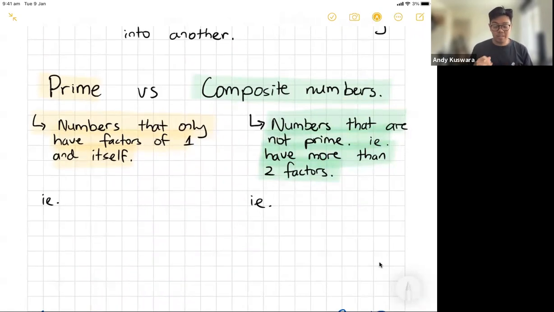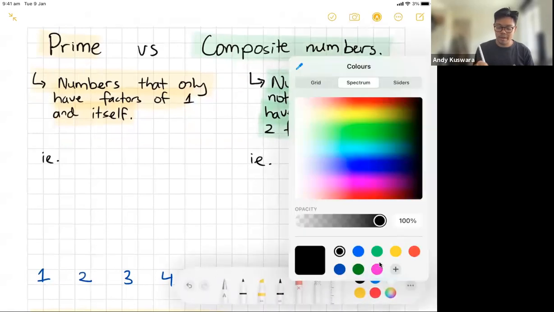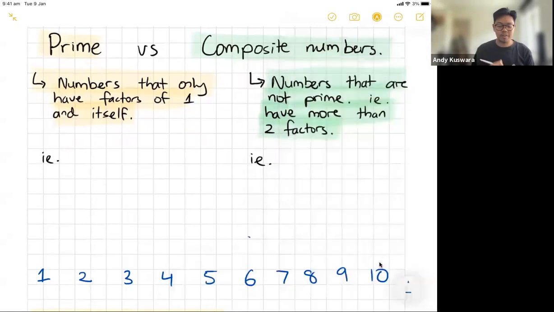Now, if you guys are a little bit confused, let's just go through the first 10 numbers. Every number works this way, whether prime or composite, and we use the same kind of method to figure out which one's which. But just for this example, let's explain using the first 10 numbers. One is an interesting one because it's actually not a prime or a composite, because one and itself, it's kind of one.